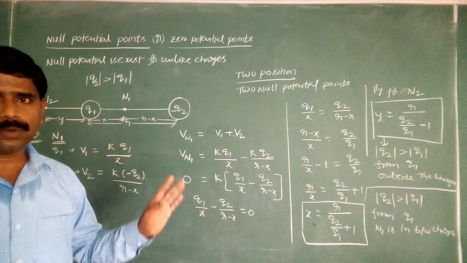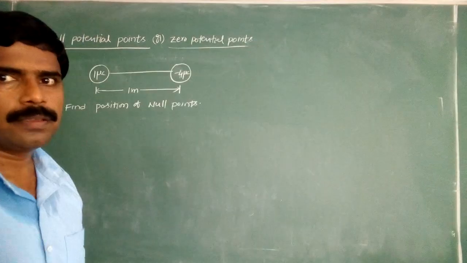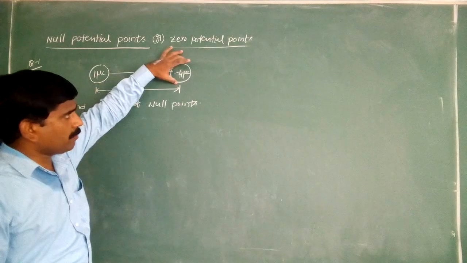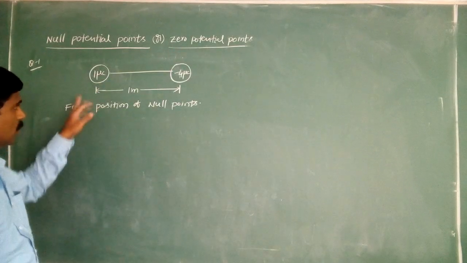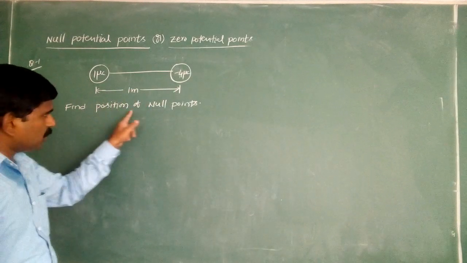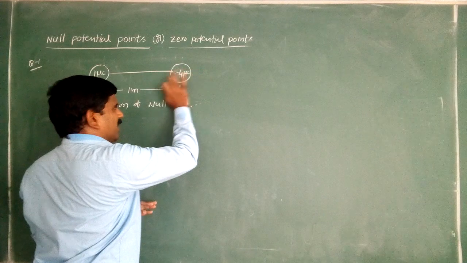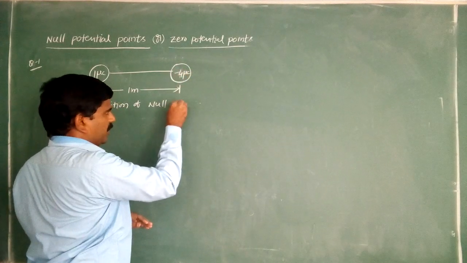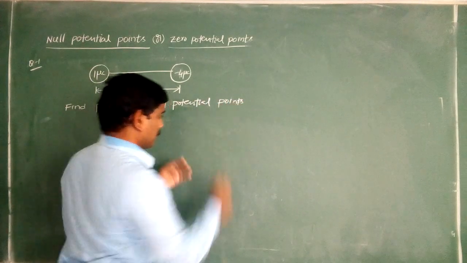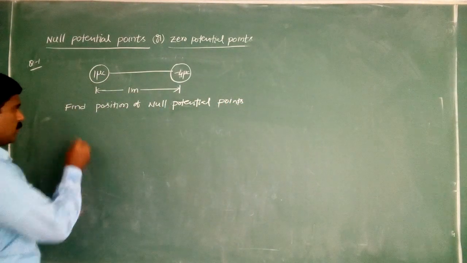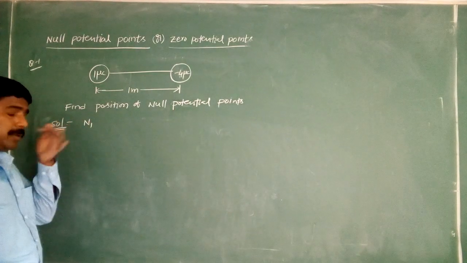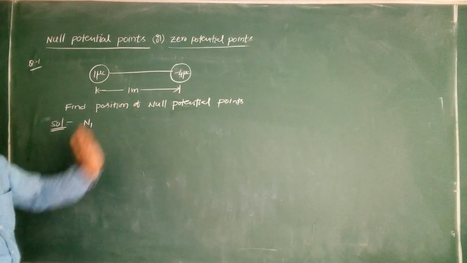We are solving one problem. Here this is a 1 microcoulomb charge and this one is a minus 4 microcoulomb charge. These two are separated by a distance of 1 meter. Find the position of the null potential points. We have to find them one by one. So in the solution, N1 is the first and N2 is the second null potential point.